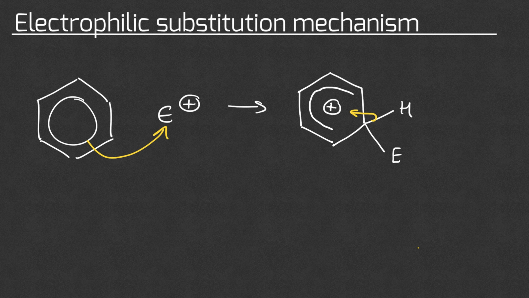To regain stability of the benzene ring, the carbon which is now bonded to the electrophile loses a hydrogen, as shown by the arrow we've just drawn. This will give us our final product, showing how we've substituted one of the hydrogens for the electrophile. We're now going to look at two specific examples of electrophilic substitution.